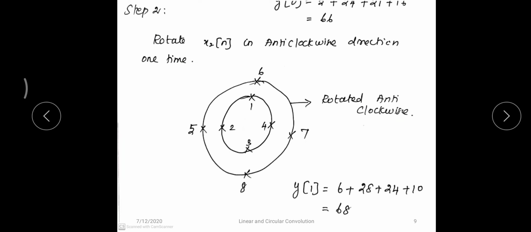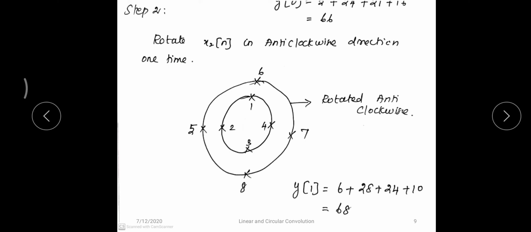Okay, similarly previously it was 5 here, now it is 6 and 5, 8 and 7. And similarly once again we have to do the multiplication. Okay, 6 into 1, 4 into 7, 3 into 8, 5 into 2, and do the summation. Okay, the value is 68. This is nothing but the second sample of your output sequence.